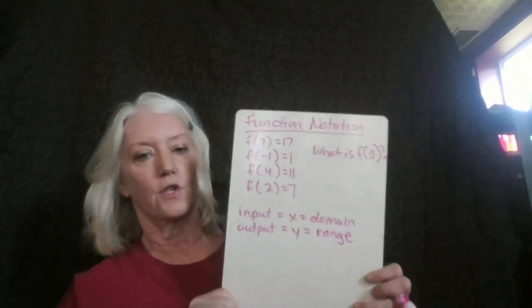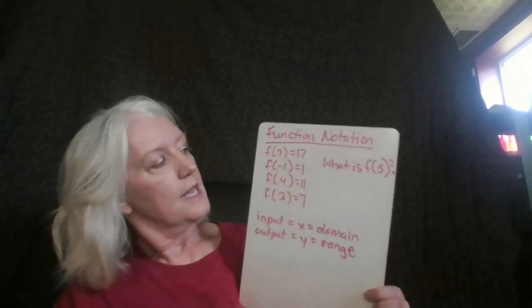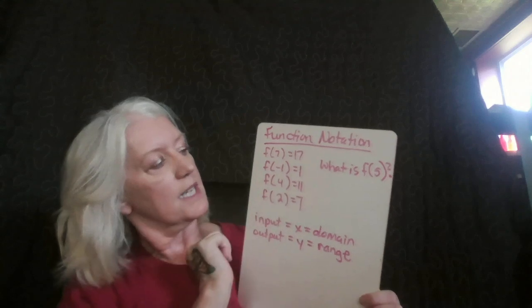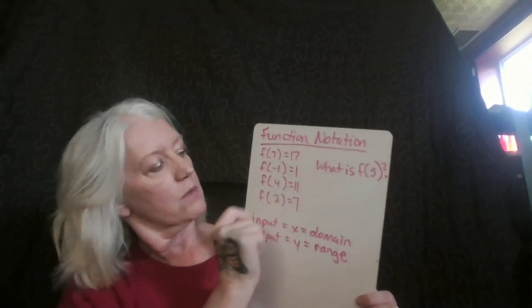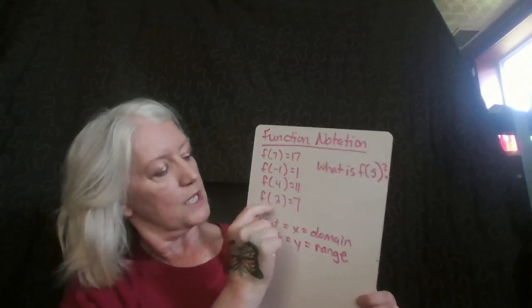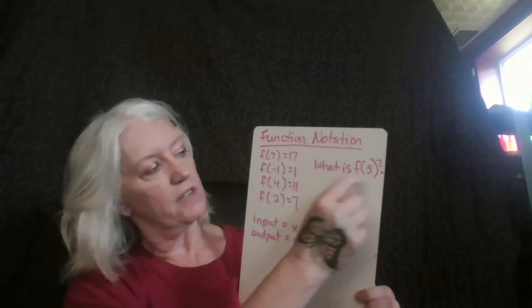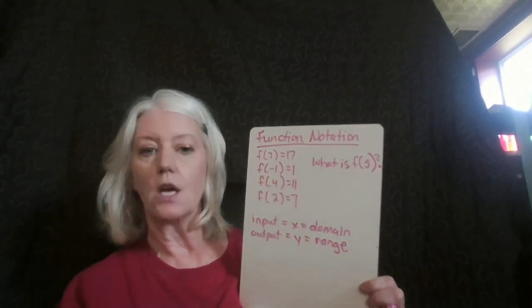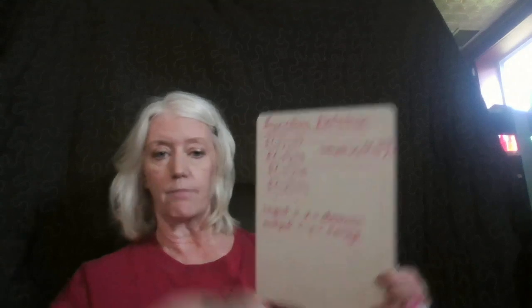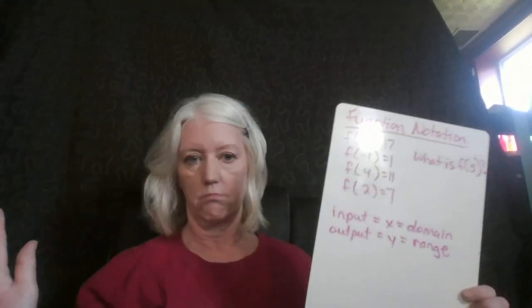So I am looking for some sort of a rule that when I put in 7, I get back 17. When I put in -1, I get back 1. When I put in 4, I get back 11. When I put in 2, I get back 7. And I want to know, what if I put in 5? What am I going to get back? Well, that could seem like a problem where you say, "Blah, I'm out. Don't feel like doing this." But you know what? It's not that hard. Think about the things we've already done. We've learned how to do term tables.